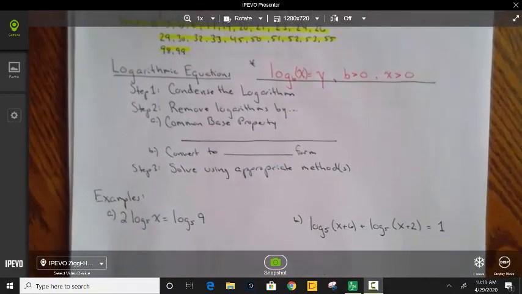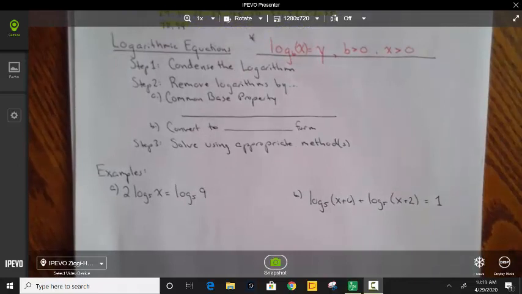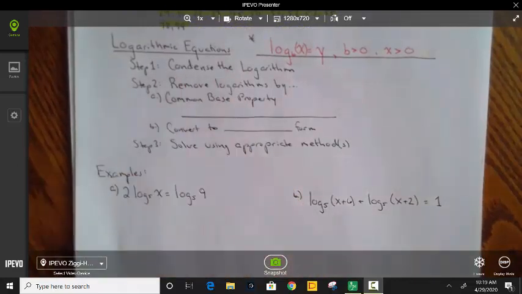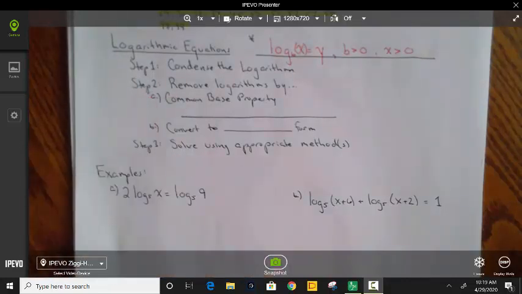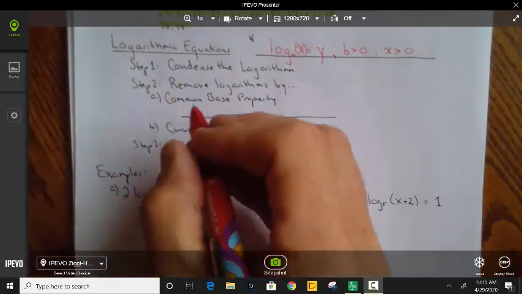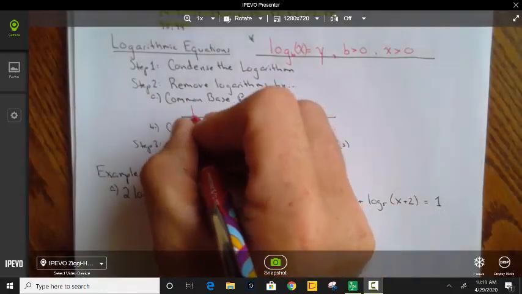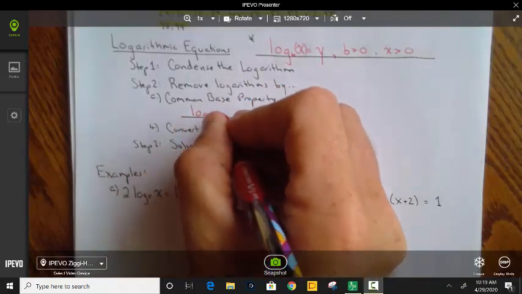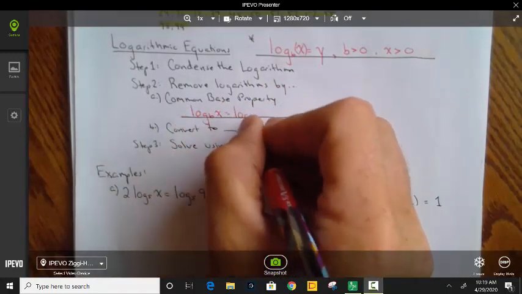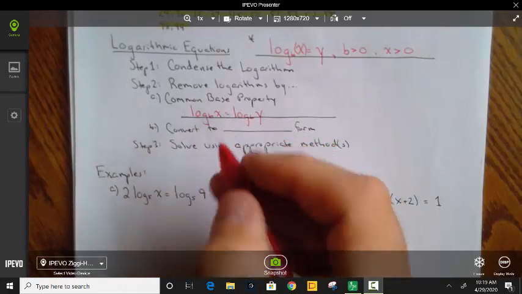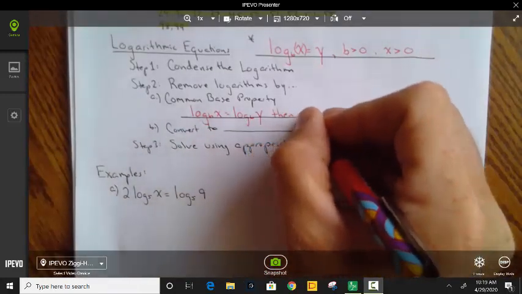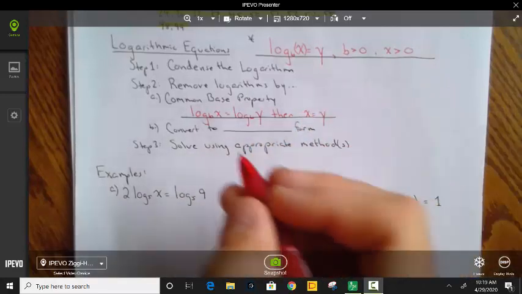Solving exponential and logarithmic equations is very similar. Step 1 is to condense the logarithm, so we want to get the logarithm as simplified as possible. Step 2 is to remove the logarithms by doing one of two things. We can use the common base property, which says: log base b of x equals log base b of y. If we have a logarithm with the same base on both sides, and the two logarithms are equal to each other, then what's inside the two logarithms has to equal each other.